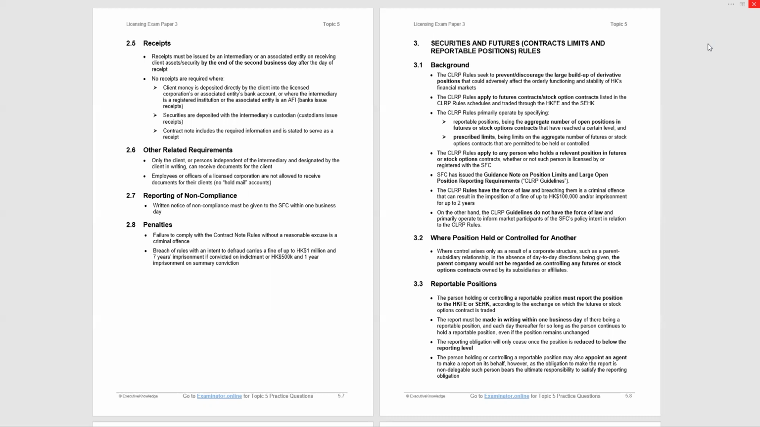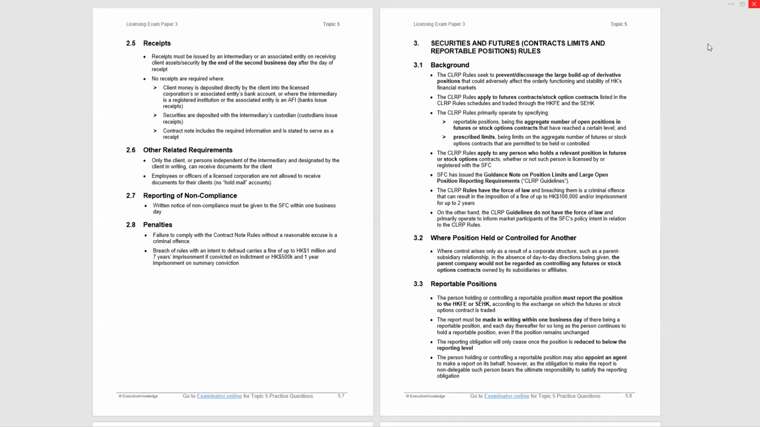So I'm going to go over it in a certain amount of detail and highlight some points. If we understand the underlying reasons for this legislation, it makes the questions that much easier. So we're looking at the Securities and Futures Contracts Limits and Reportable Positions Rules.